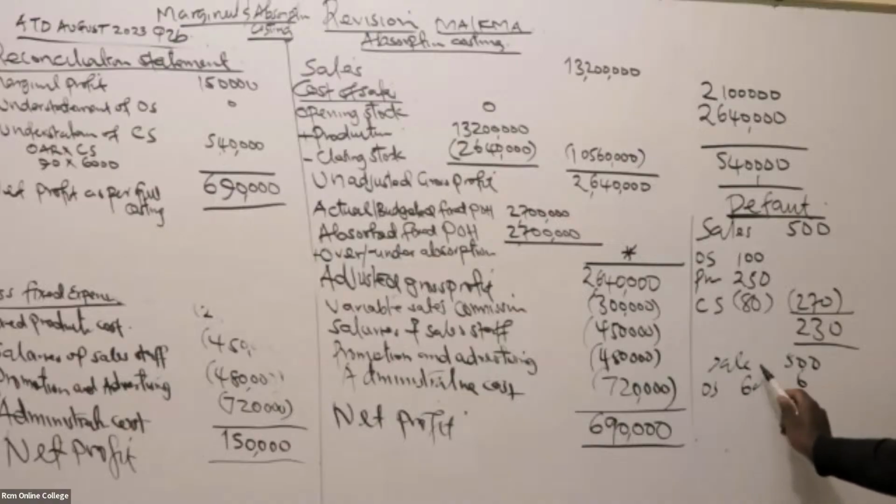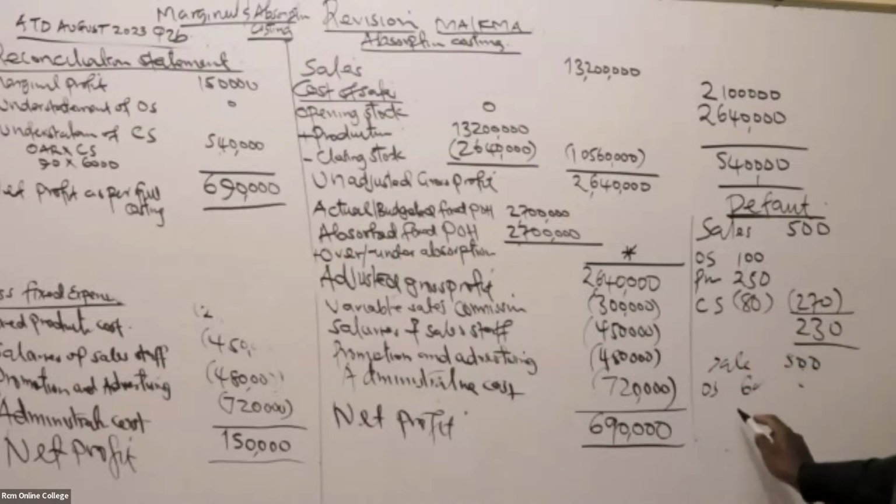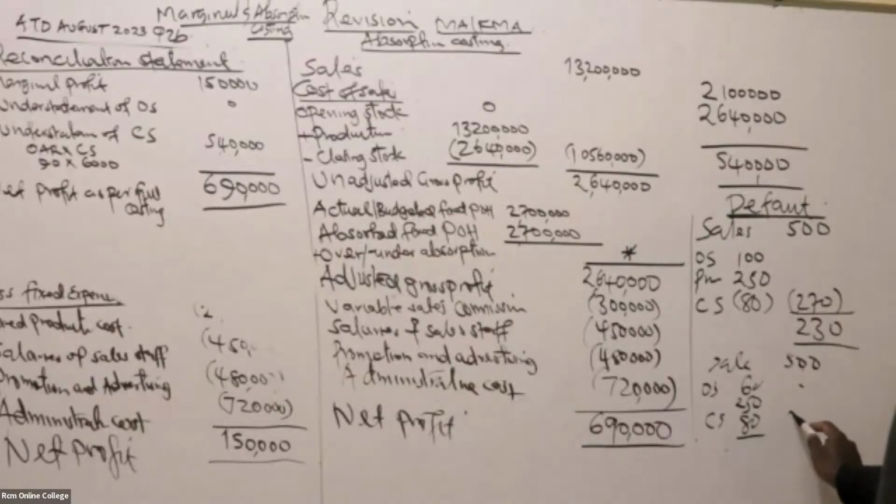Opening stock, we are now having 60, right? Then production is still 250, and the closing stock is still constant. So 60 plus 250, that will be 310. 310 minus 80, that will be 230, right? That will give us 230. Now 230, look at it, it is giving us 270.